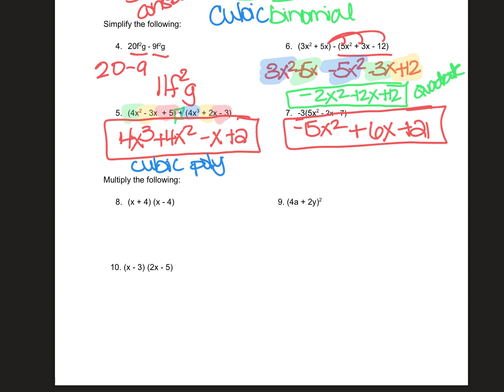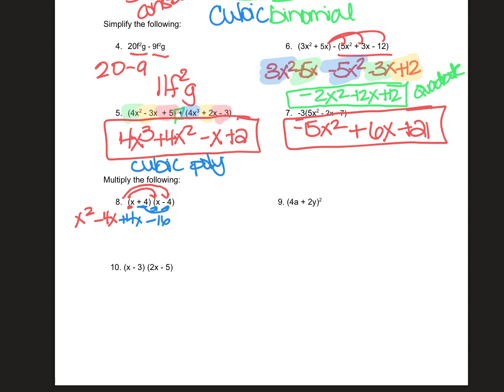Okay, so remember, we are going to go with our FOIL method. We're going to distribute this x to everything here. Okay, this is our first x. So x times x is x squared, and x times negative 4 is negative 4x. So I've taken care of my outside x. Now I'm going to take care of my inside, which is that positive 4. Same thing, I need to distribute that to everything on the inside. So I have plus 4x, and then 4 times negative 4 is negative 16.